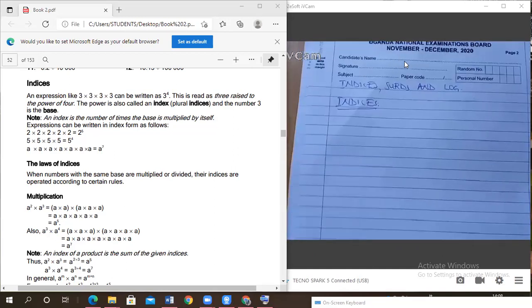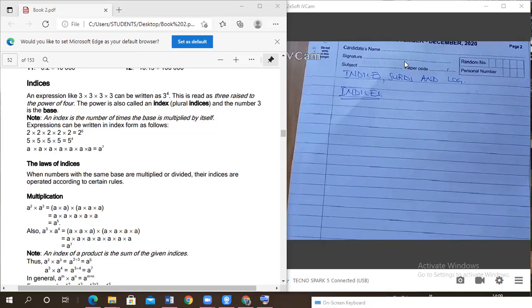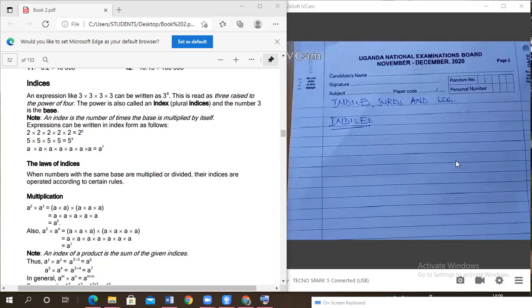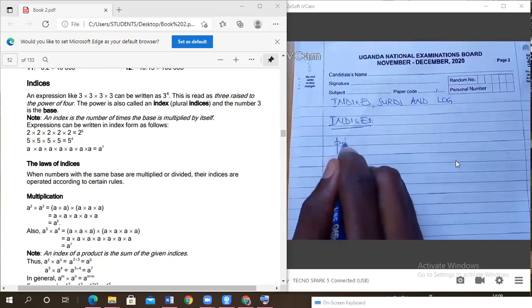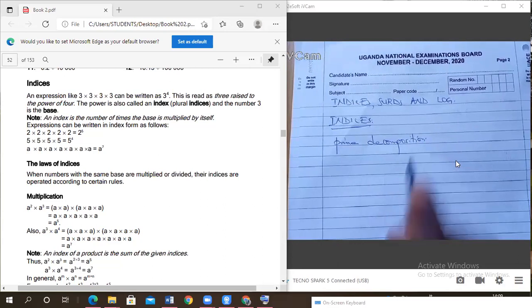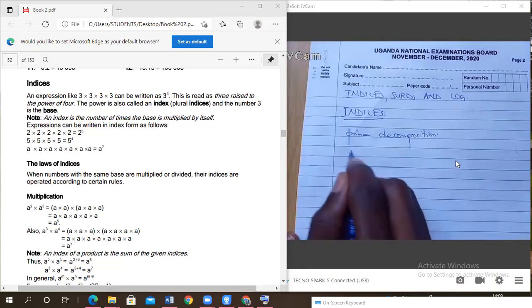Okay. So what we are looking at today is indices, surds, and logarithms. So let's start with indices. To help us understand indices better, we have to remind ourselves of some of the concepts that we have already learned, because it's going to play a key role in what we call prime decomposition. Do you remember that? Prime decomposition. It's a topic that we look at when we are looking at factors, prime decomposition, or what we call prime product.